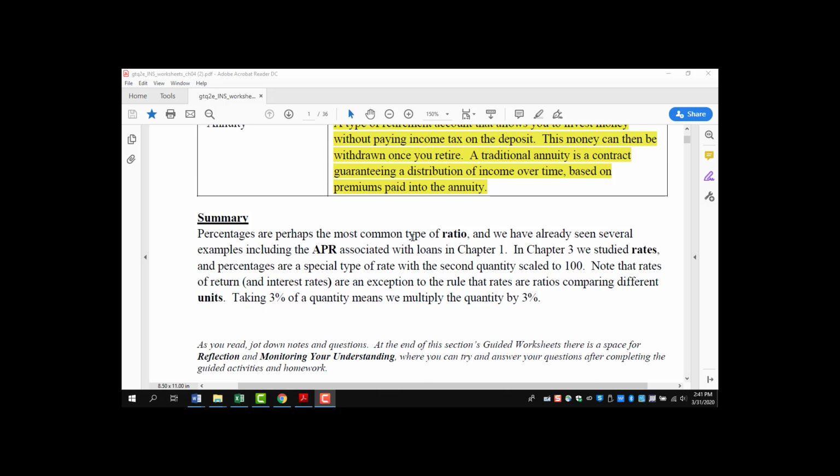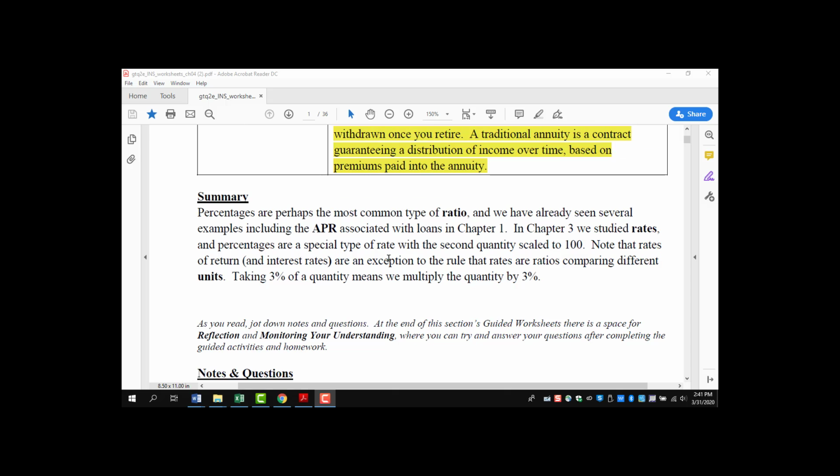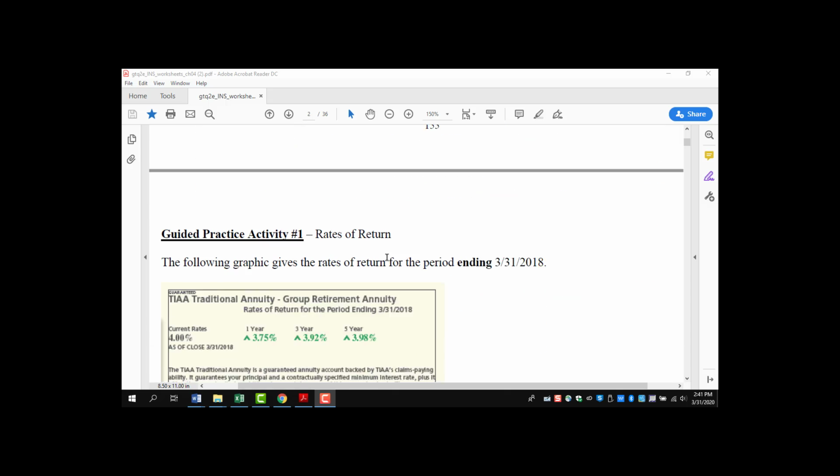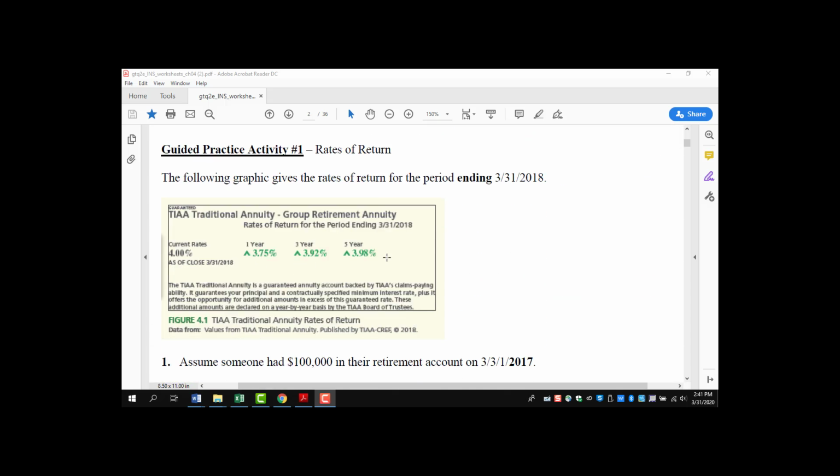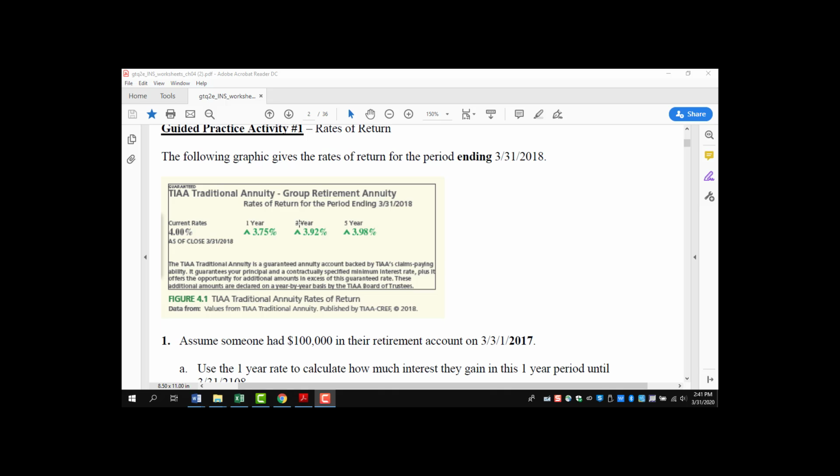Really, percentages are perhaps the most common type of ratio. We've already looked at them, right? The APR was an annual percentage rate, part per 100. 7% means 7% or $7 out of $100. So let's look at the rate of return on an annuity.